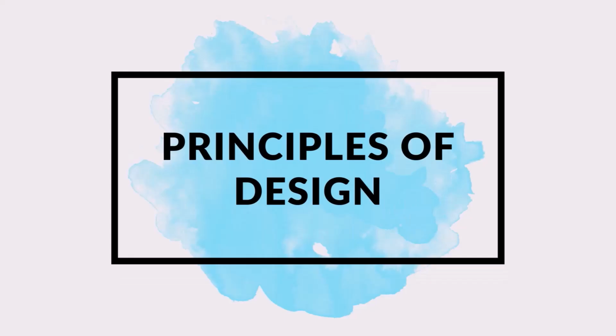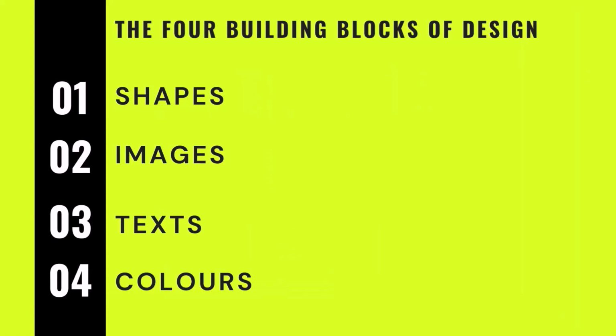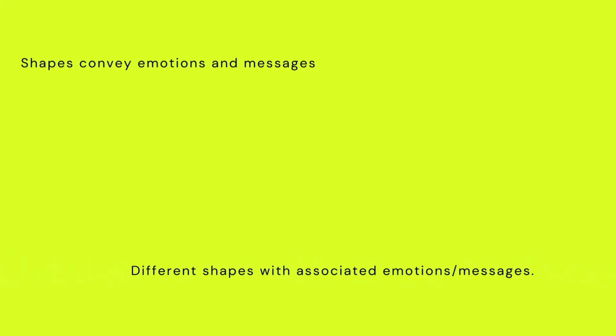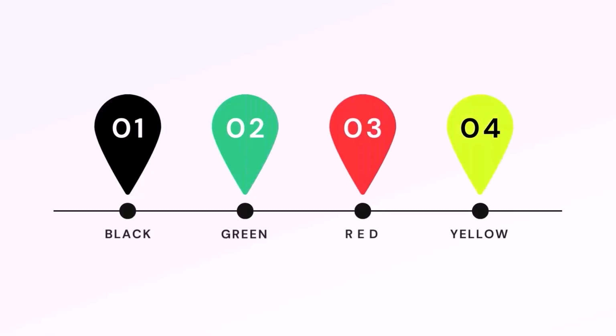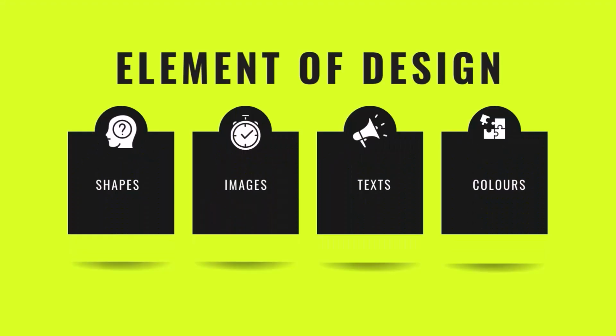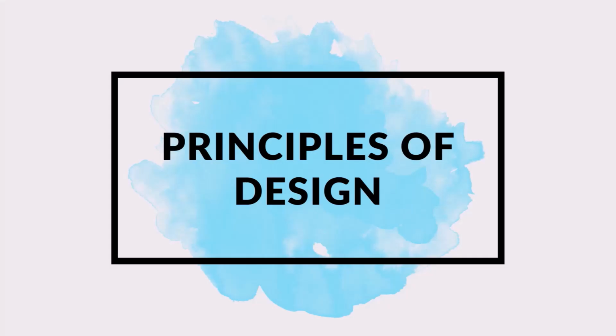When you combine the principles of design with elements of design, you get a perfect design. We've spoken about the elements of design: the shapes, images, text, and colors. When you couple all these elements of design with the principles of design, you're going to get a great design. So right now, let's talk about the 7 principles of design.